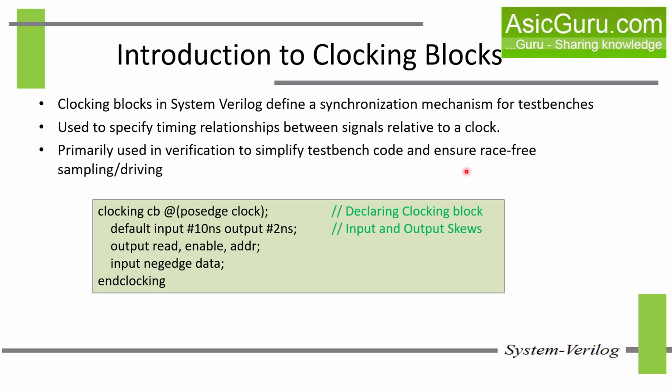So these clocking blocks are mostly used in test benches, and because we isolate it, I mean we separate the timing concerns, we write it separately in a clocking block, so it simplifies the test bench code and makes it more readable and maintainable. So this is the example shown here. Here we are defining a clocking block named CB, and it is triggered on the positive edge of the clock. So here we are applying a default input skew of 10 nanoseconds and output skew of 2 nanoseconds. We will understand the syntax in further slides. So in short, clocking blocks help in enforcing the timing discipline, and they avoid race conditions, and they keep your test bench code neat and clean.